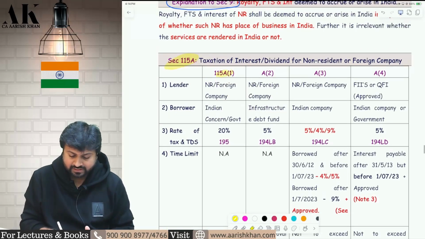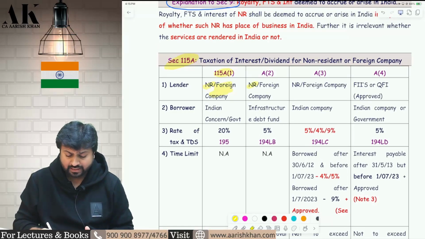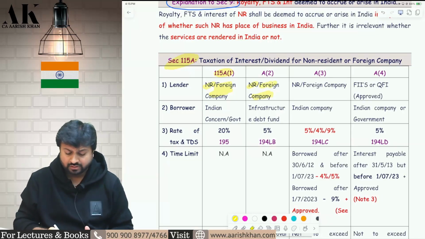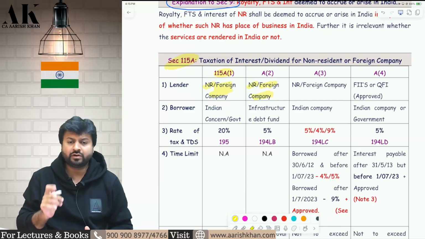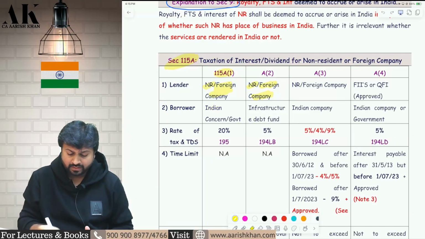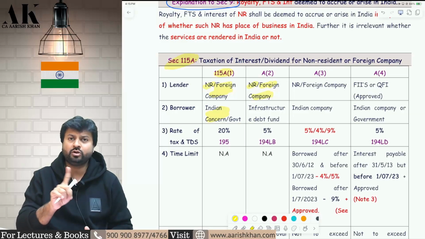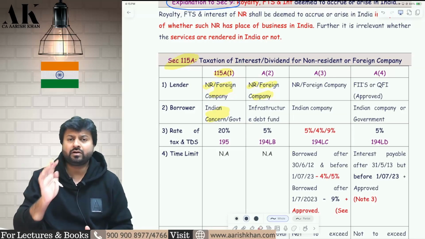First of all, the first interest, who is the lender? Non-resident and foreign company. Second interest, who is the lender? Again, non-resident and foreign company. I'll do the first 2 sections first and then the third and the fourth one. In the first section, who is borrowing? The borrowing is done by an Indian concern. Indian concern is not the same as Indian company. Don't misunderstand the word Indian concern to mean Indian company. No, Indian concern will include Indian company also, and other businesses also. Anybody who is doing any business or profession in India will be called an Indian concern.